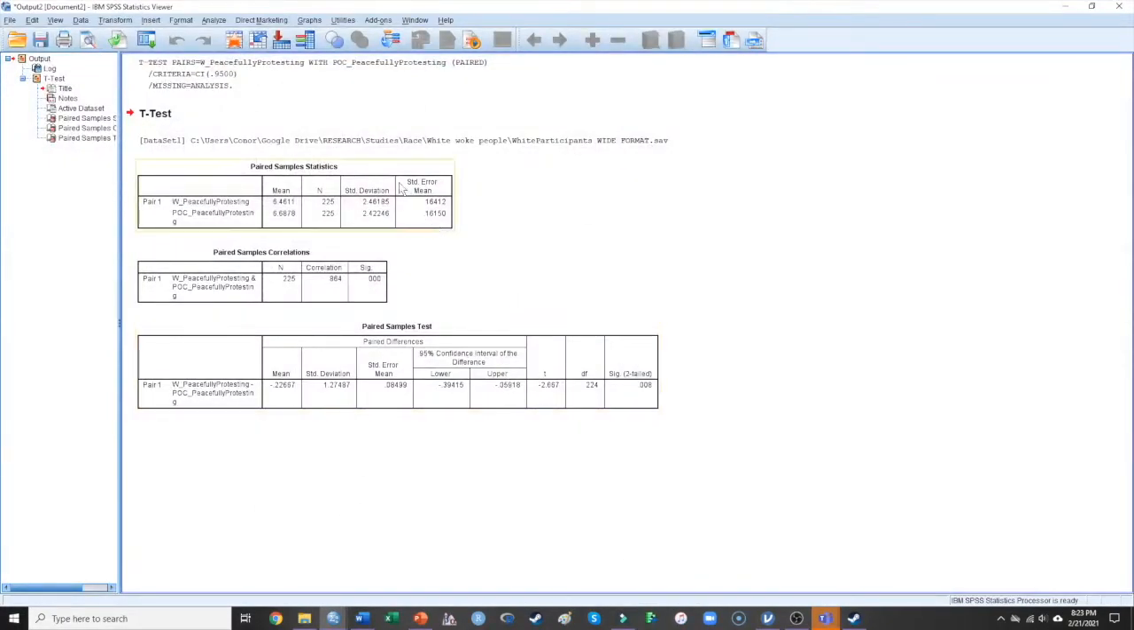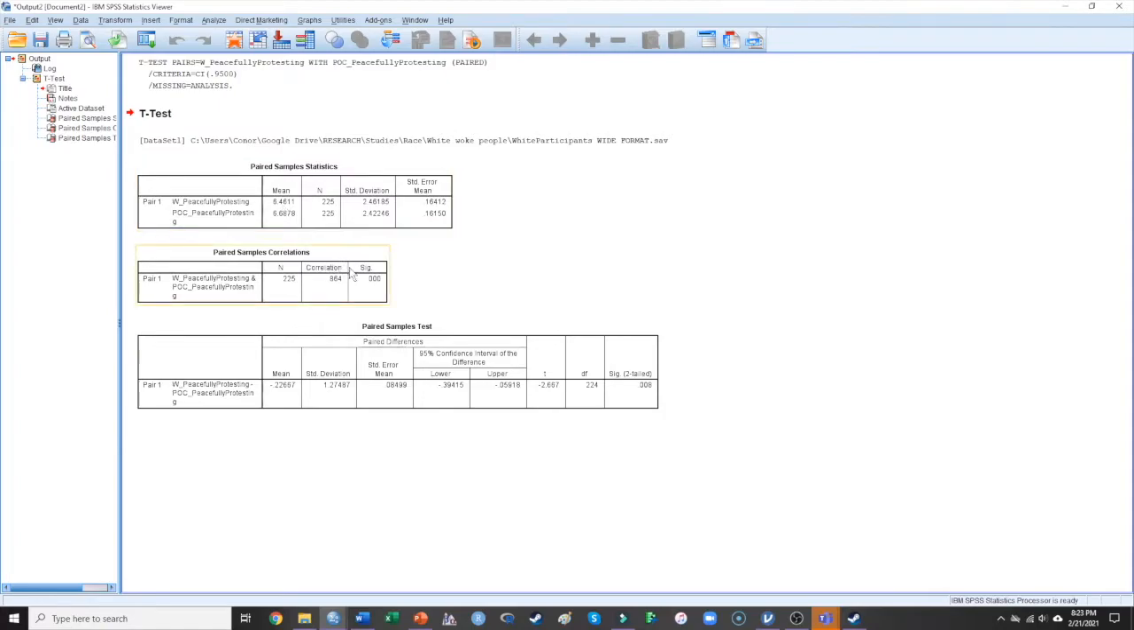What we're given right off the bat are means and standard deviations. It's actually looking like there's not too much of a difference here, where people are saying that white people should peacefully protest. This was on a 1 strongly disagree to 9 strongly agree scale. So it does look like people are generally in favor of both white people and people of color peacefully protesting systemic inequality in the United States. And it doesn't look like those are very different.